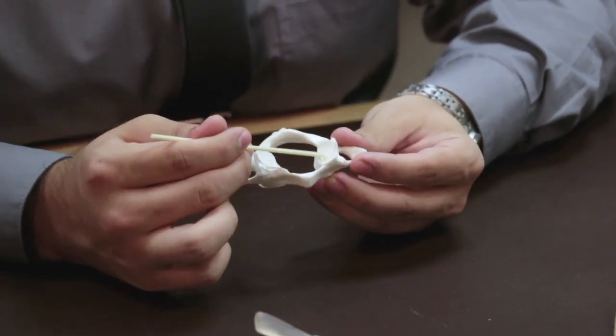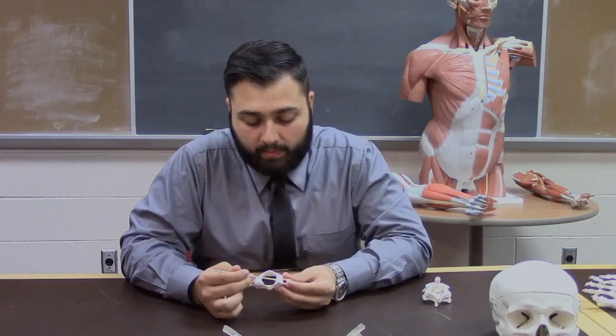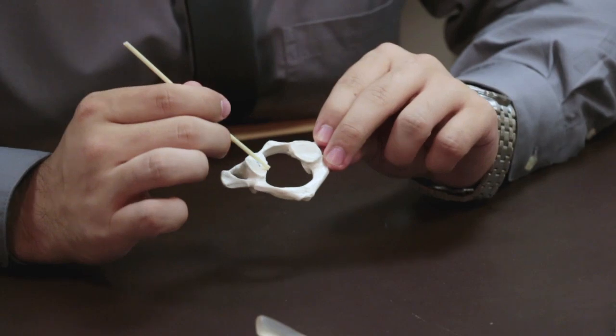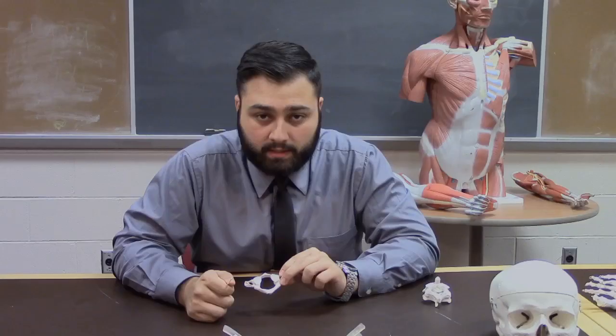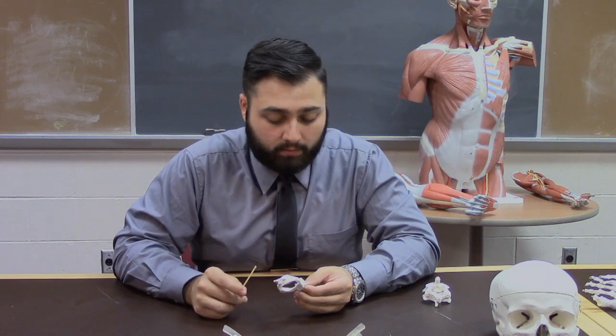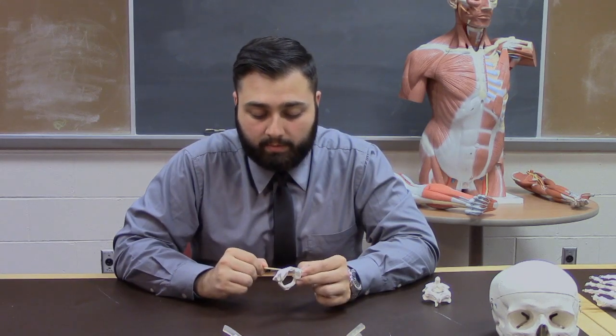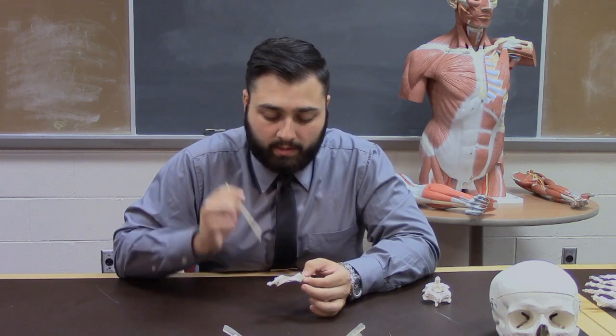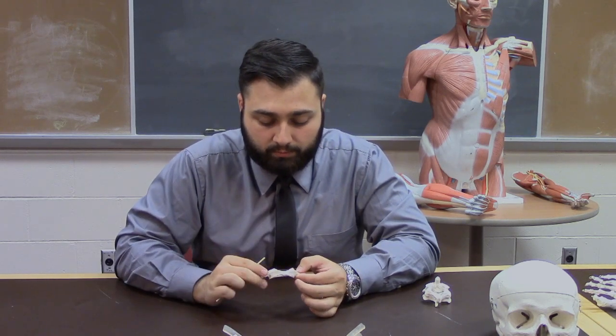Now you know the ones that look like peanuts or like beans, they go up. They're the superior articular facets. And the oval ones are the inferior articular facets. Okay? Every vertebrae is going to have a vertebral foramen. Okay? That's the purpose of them, is to protect the spinal cord. Okay? That's where the spinal cord goes through.